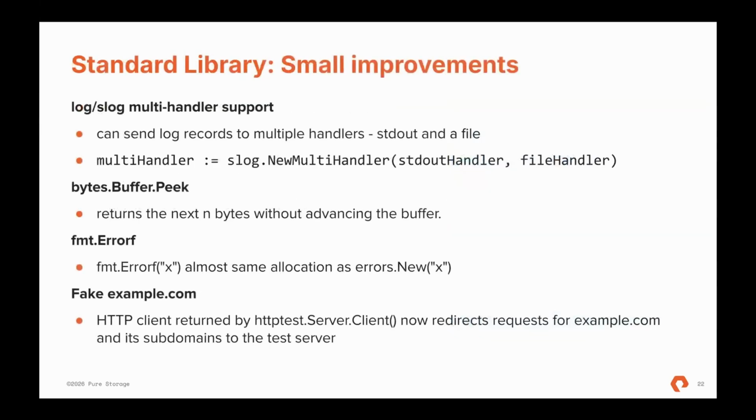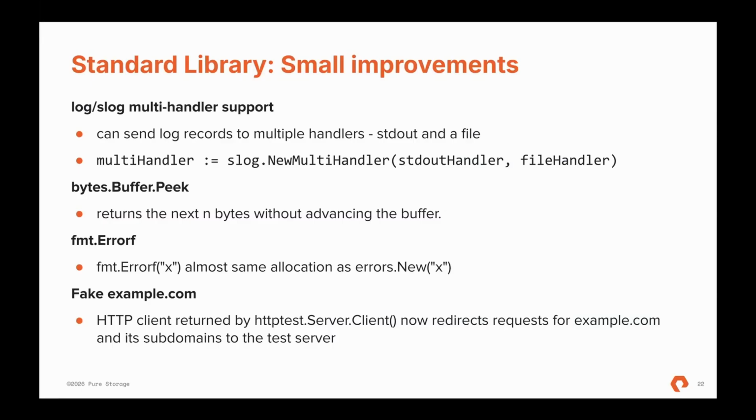And now there are a lot of small improvements in the standard library. I just picked a few that might be interesting. The slog package was extended, so it's now possible to use multiple handlers. So maybe you want to output to a file, but also at the same time to standard output. So now you can use slog.NewMultiHandler and use that. So I think it's quite a nice feature.